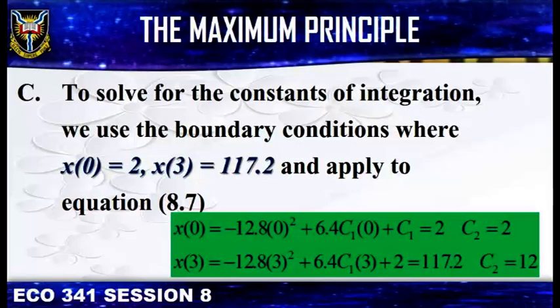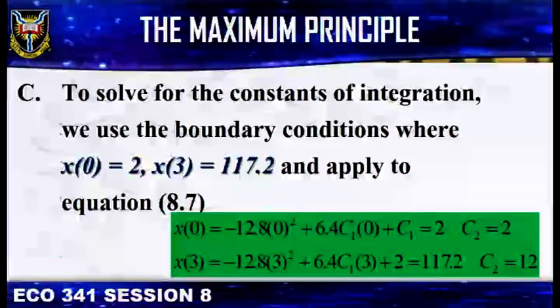To solve for the constants of integration, we use the boundary conditions where x into bracket 0 is equal to 2 and x into bracket 3 is equal to 117.2, and apply them to equation 8.7. x into bracket 0 is equal to minus 12.8 into bracket 0 squared plus 6.4 c1 into bracket 0 plus c2, so c2 is equal to 2. x into bracket 3 is equal to minus 12.8 into bracket 3 squared plus 6.4 c1 into bracket 3 plus 2, which is equal to 117.2. So c1 is equal to 12.